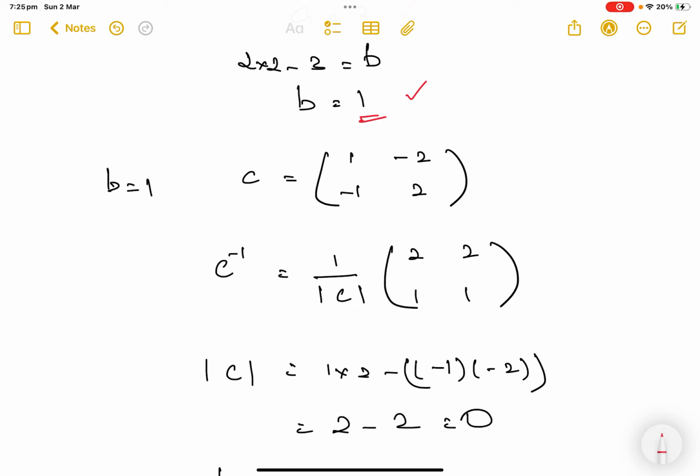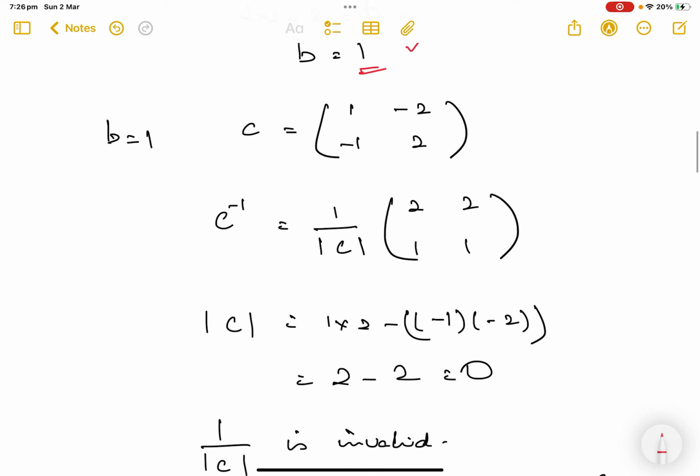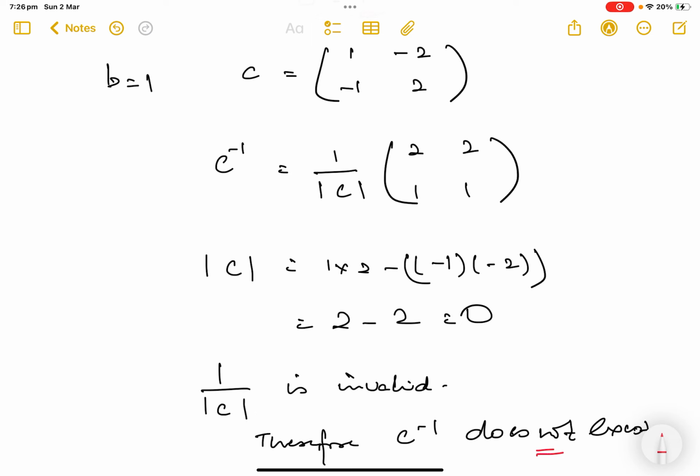So the inverse is one over the determinant of C times the matrix where R1C1 and R2C2 are swapped, and the signs on R1C2 and R2C1 are changed. Before going that far, we just see whether the determinant of C is zero.